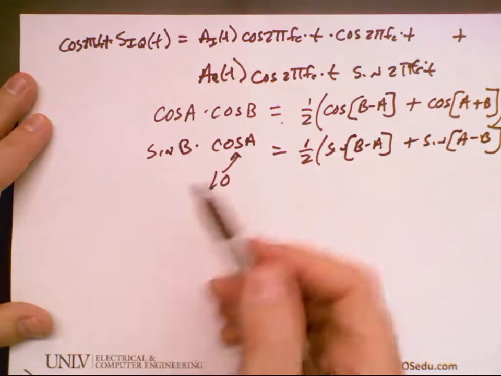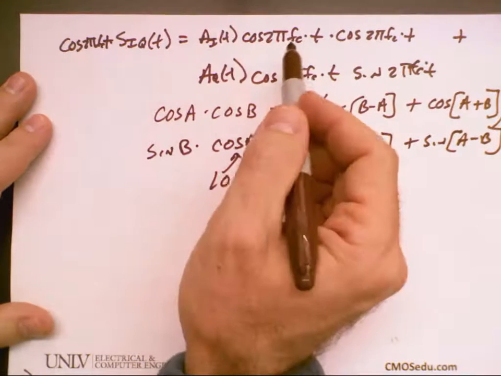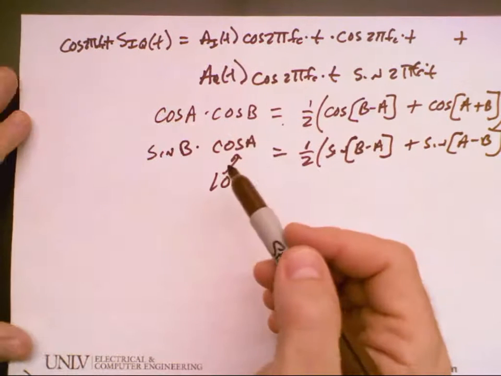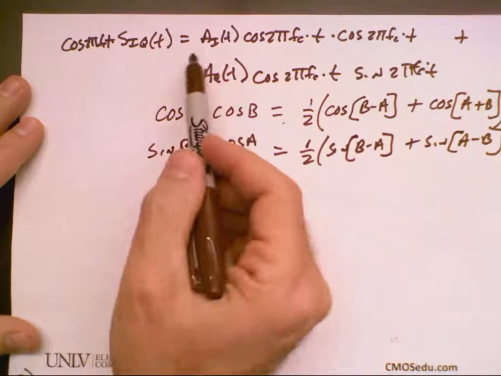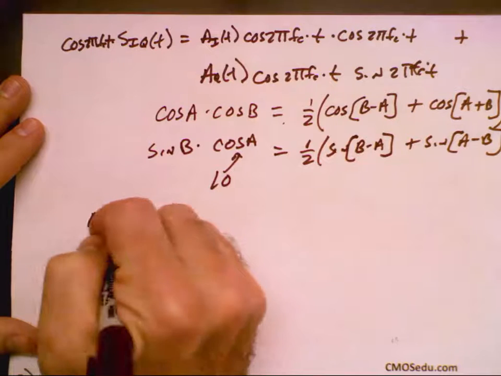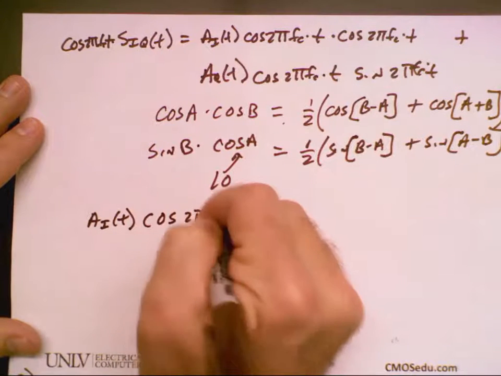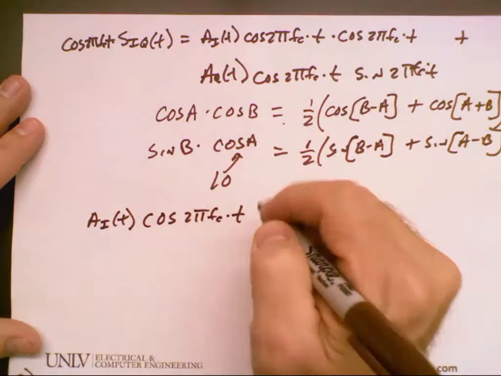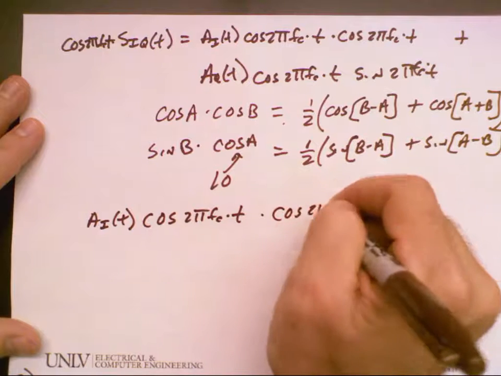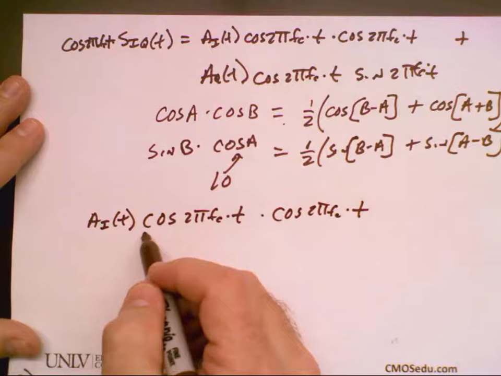If I look at these two terms now, let's say the cosine term first, I end up getting AI of t times cosine of 2 pi fc times t times cosine of 2 pi fc times t. And if I add those two together, what do I get?